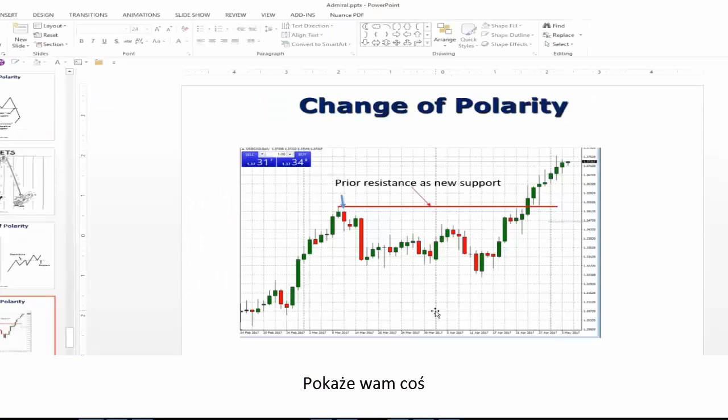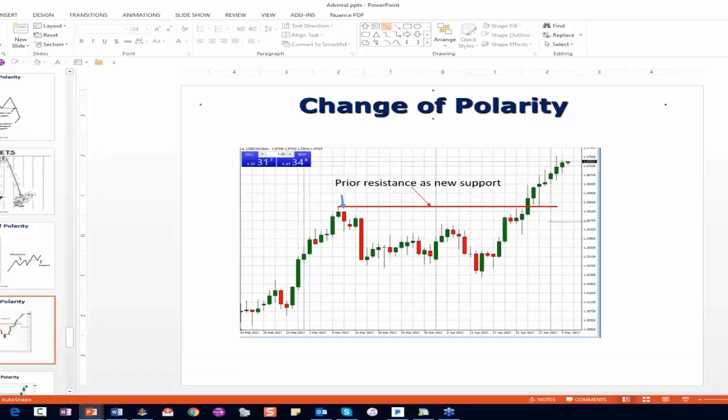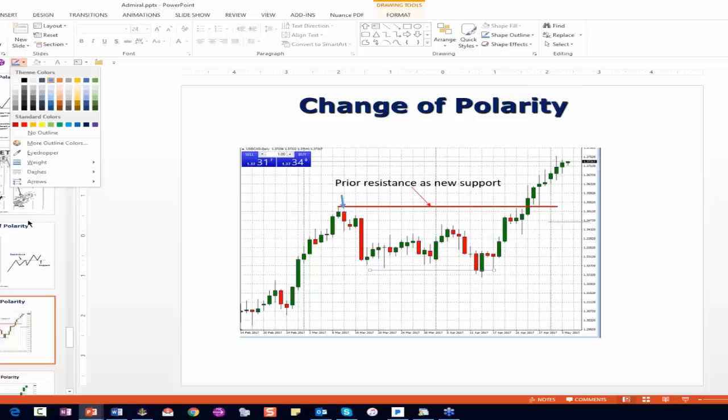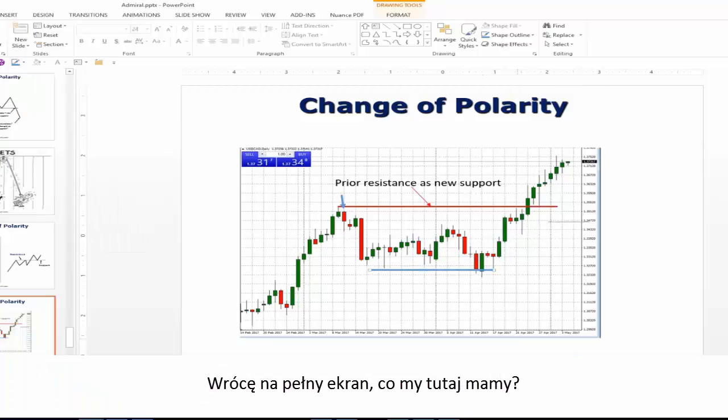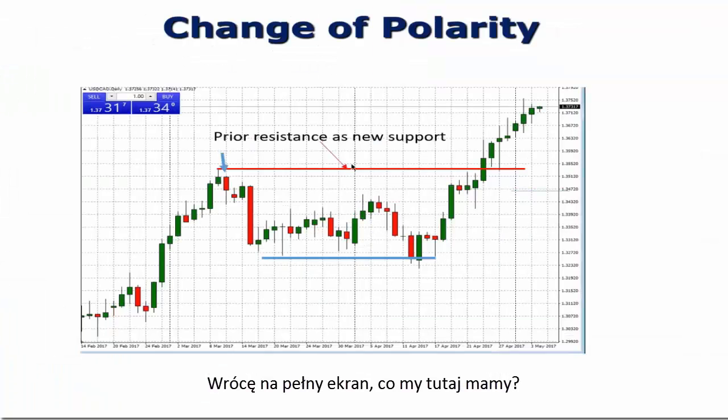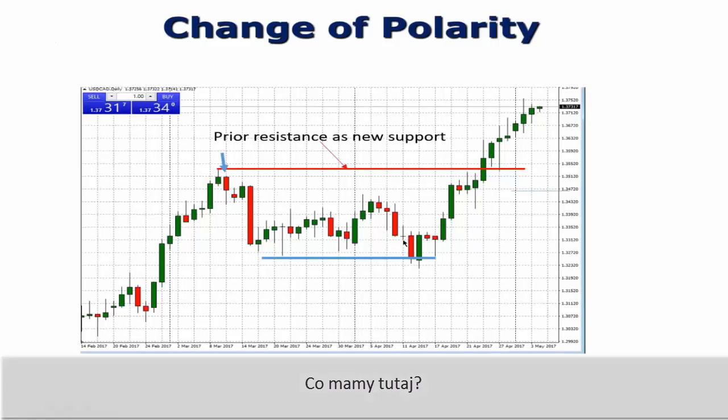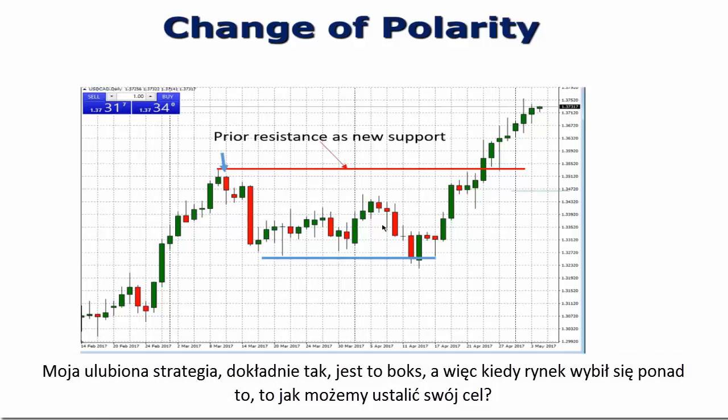And now that I see this, let me show you something here. Make this a little thicker. Okay, let me go back to the full screen. Now what do we have here? Here and here. What's here? What were we talking about? One of my favorite trading strategies? Right, a box range. So now the market broke above it, how do you get a target?